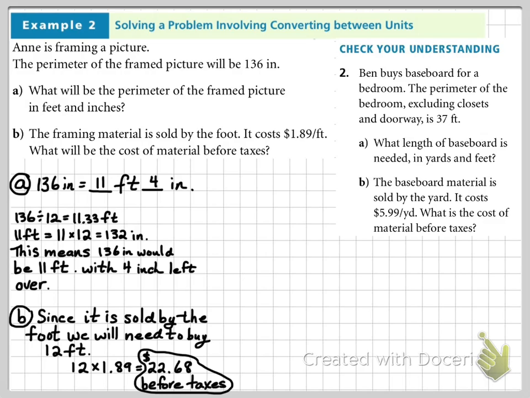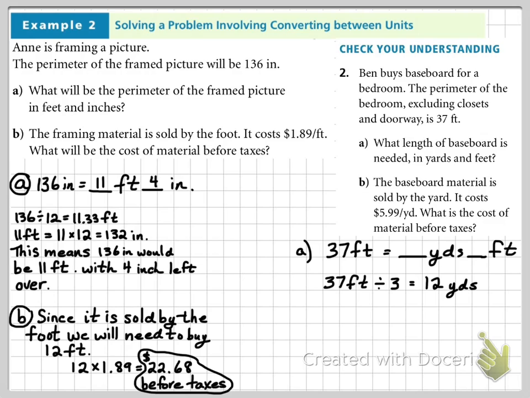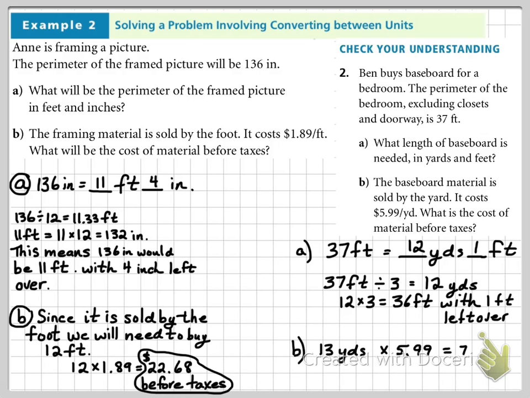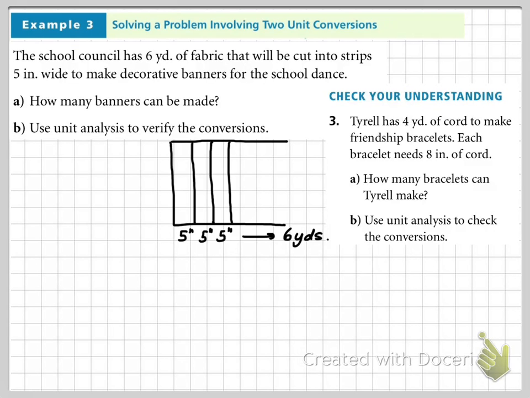Go ahead and do number 2 on your own, and then start again. Here we have 37 feet to yards, feet, and inches. And we're going to have 37 feet divided by 3 is going to give me 12 yards. So it'll be 36 feet with 1 foot left over. 13 yards by 5.99 gives me a total cost of $77.87 before taxes.